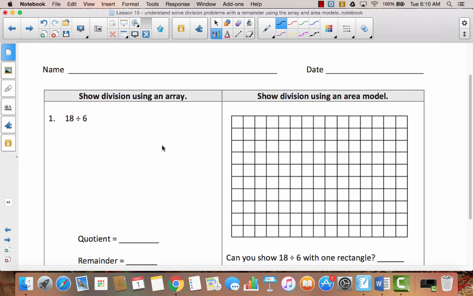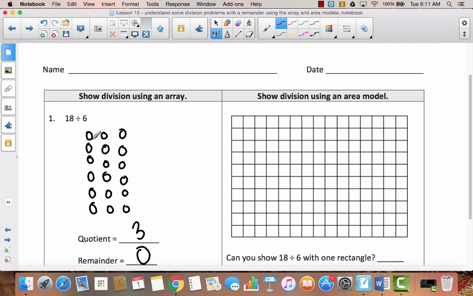Okay, so we have 18 and we are dividing it by 6. So that means that I'm going to take 18 and I'm going to put them into groups of 6. So I would have 6 here, and then I would have 6 more, and then I would have 6 more. So that I would have 18 divided into groups of 6. So the answer would be 3 because there are 3 in each group, and there would be a remainder of 0.